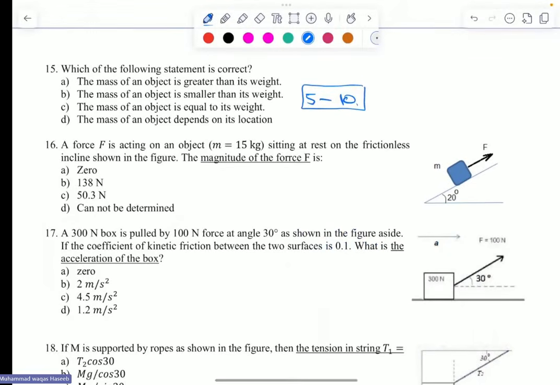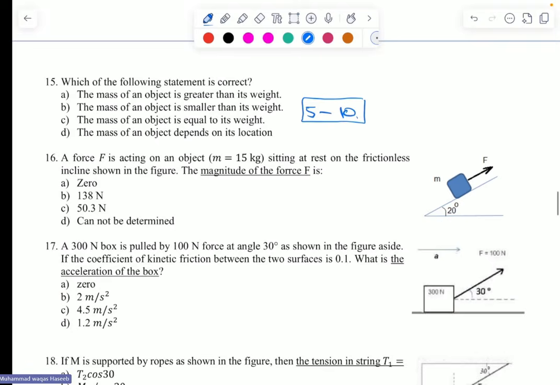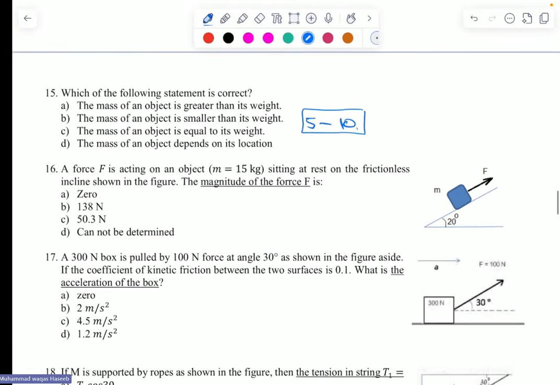So the first question is question number 16, which is from chapter number 5. A force is acting on an object with a mass m sitting at rest. It means it is in equilibrium, and the frictionless incline is shown here. We need the magnitude of the force.